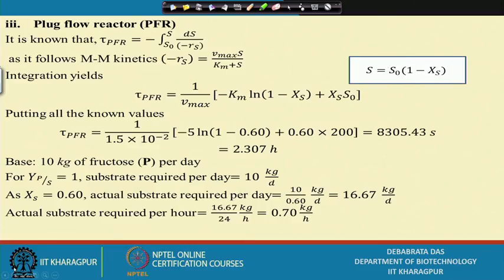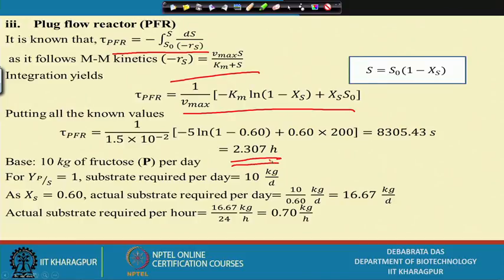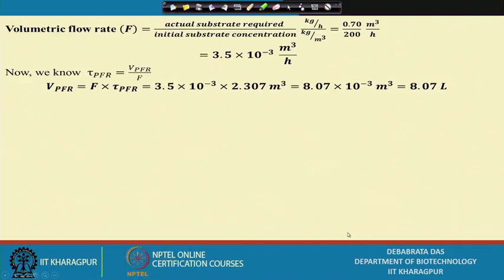Now, similarly, we can do the calculation for the plug flow reactor. We have this equation, and this is similar to your batch process. So, same time you will get, but the only thing is that the conversion with respect to this is similar to CSTR. So, we find out how much substrate is required, the same amount of substrate is required per hour. This we can easily find out, and then the flow rate, the same flow rate we observe for CSTR, same flow rate we will get. Now, this flow rate, if you multiply it with tau plug flow reactor, we will get the volume.